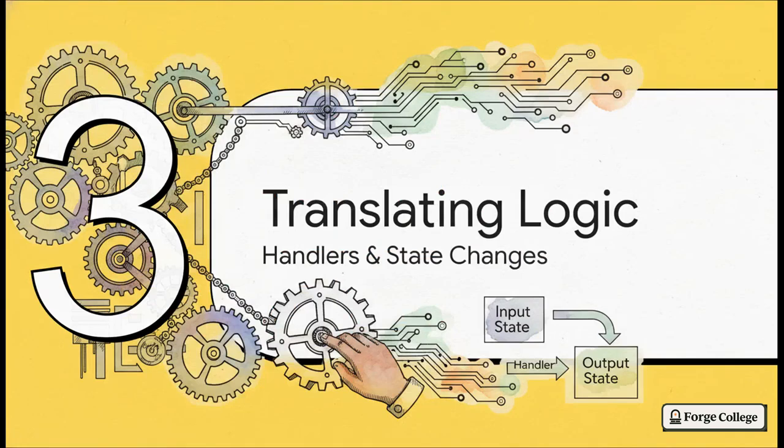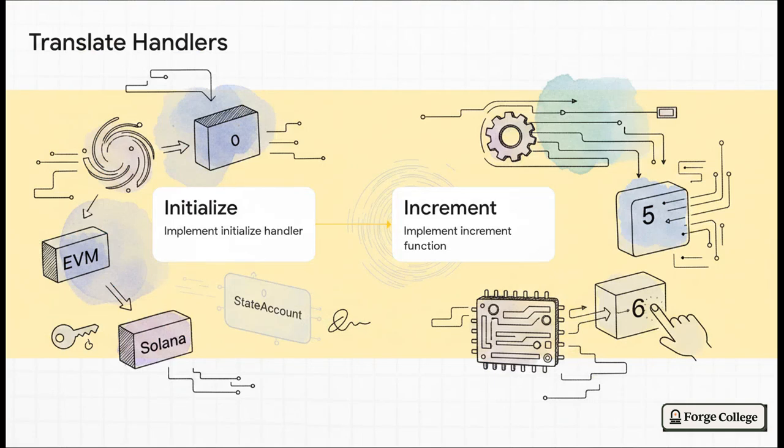Now that our foundation is poured and our data briefcase is built, we've got to add the moving parts. That brings us to Section 3, translating logic, handlers, and state changes. Obviously, we need functions to actually interact with our state, right? So first, we implement the initializer handler. Now, in the EVM world, this would just be your constructor. But on Solana, it's an instruction that literally creates the state account, zeroes out the counter, and sets the admin authority to the provided signer.